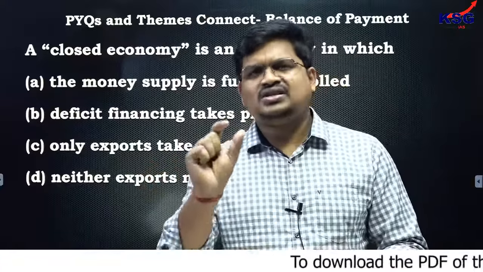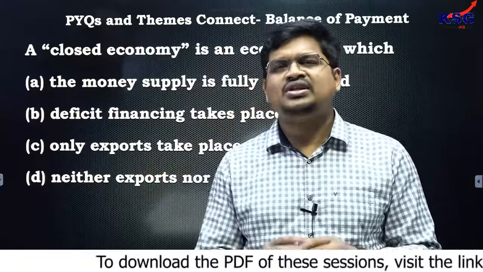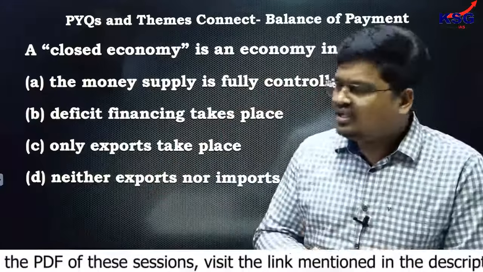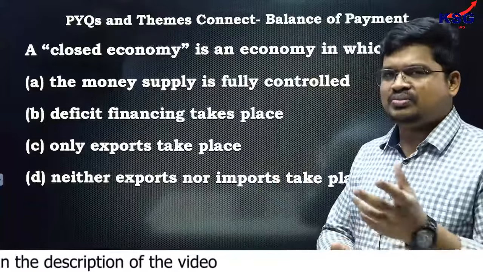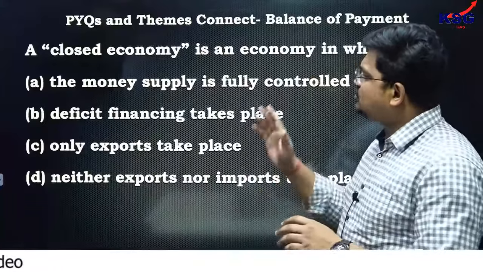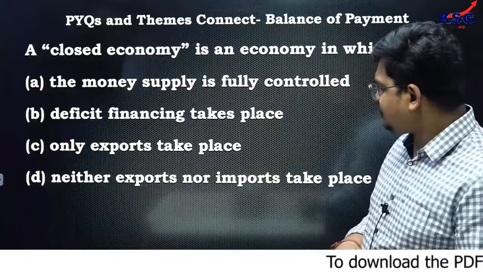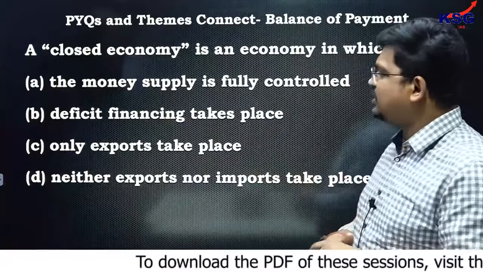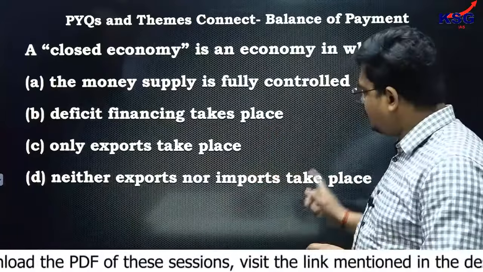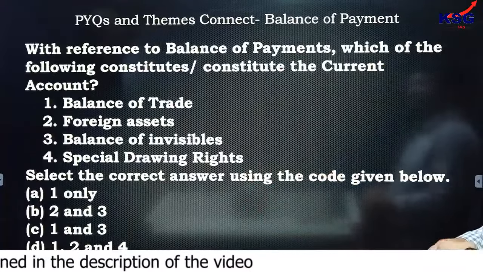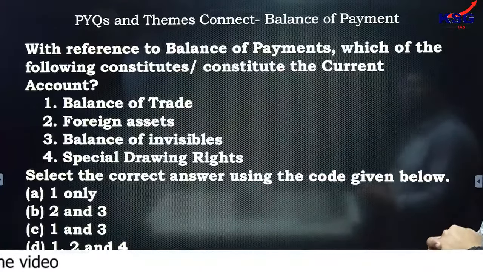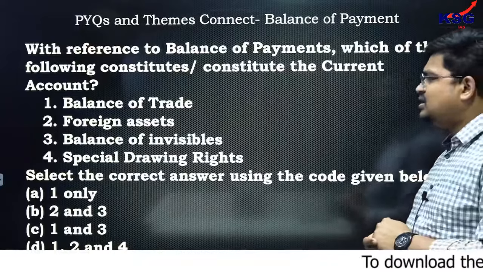A very famous term used for this closed economy is autarky. You can get these kinds of terms in articles and newspapers. So the answer would obviously be neither exports nor imports take place. So D would be the answer. Coming to the third question, this is something very interesting. With reference to balance of payment, which of the following constitutes or constitute the current account?